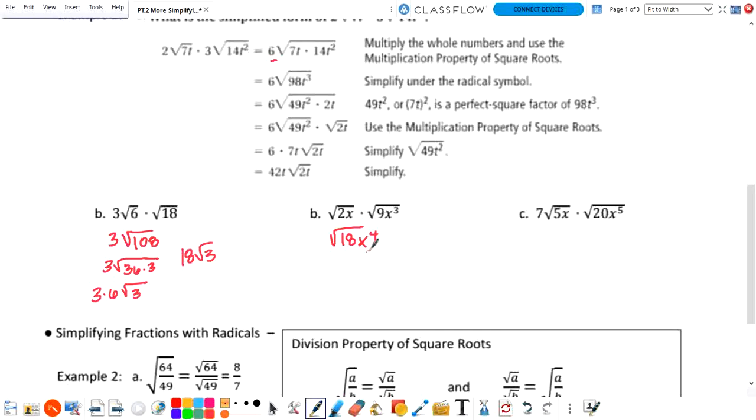So we can leave the x to the 4th, and we need to break down this 18. We can do 9 times 2, which has a perfect square. So 9 times 2 times x to the 4th power, we'll leave that way. 9 is a perfect square, and x to the 4th power is also a perfect square. So the square root of 9 is 3. The square root of x to the 4th power is x squared. And then we're left with that 2.